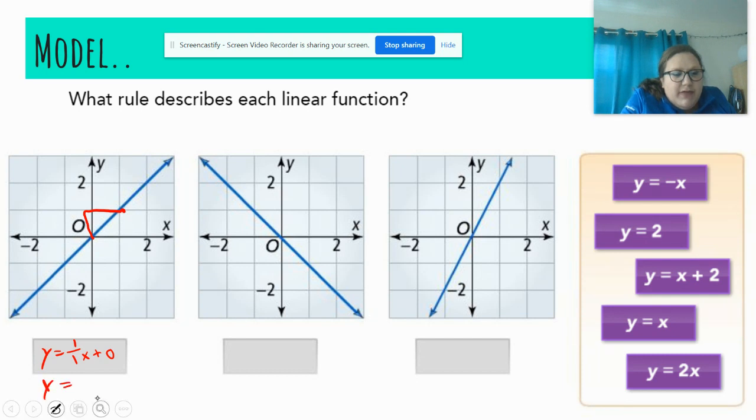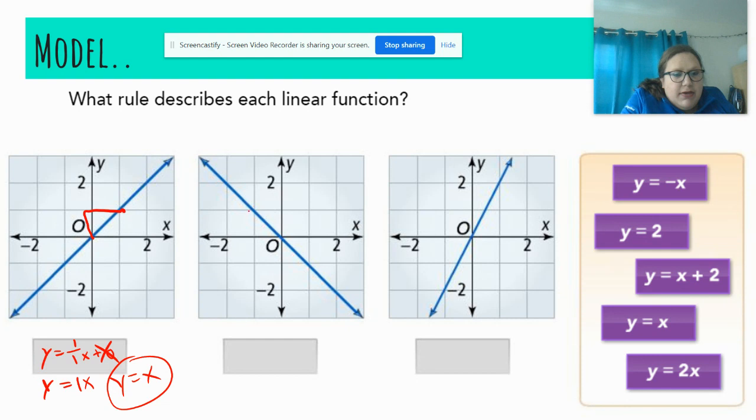I want us to think about that for a minute. 1 over 1 is just 1. Plus 0, we don't need that. If you're adding 0 to something, it doesn't matter. If you guys think back to last year, that's the identity property of addition. 1x would just be x. So this is a y equals x line.